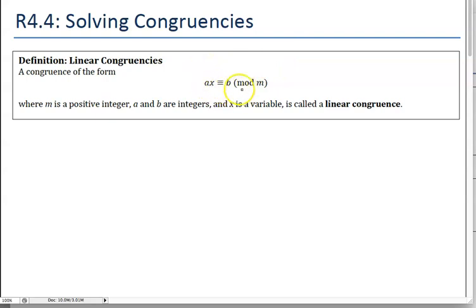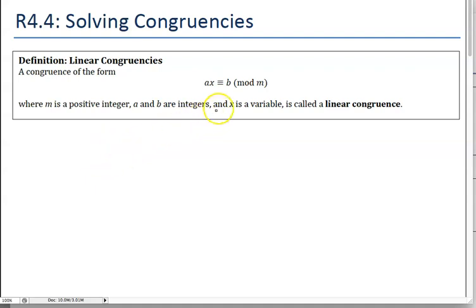You notice there's a variable in here. I have AX is congruent to B mod M. So our goal is to figure out what X values make this congruency true. We're going to be given the value of A and B and M. Those are given integers, but we're trying to solve for X. And in the second part of the section, we're going to solve systems of linear congruencies.